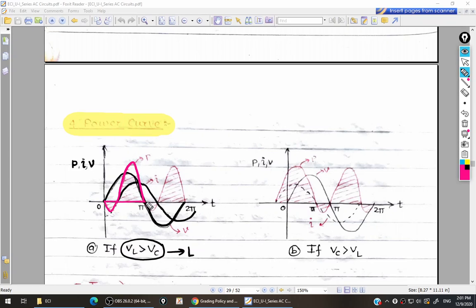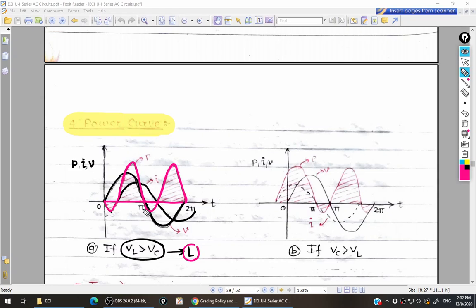A positive power curve. From this point to this point, current is positive, but voltage is negative. So positive multiplied by negative gives a negative power curve. From this point to this point, both voltage and current are negative. So negative multiplied by negative gives a positive power curve. So this is your power curve for the RLC circuit when VL is greater than VC, which means your circuit is an inductive circuit.